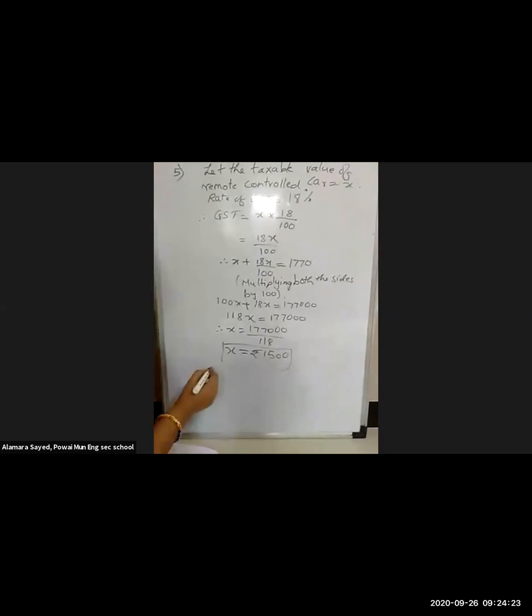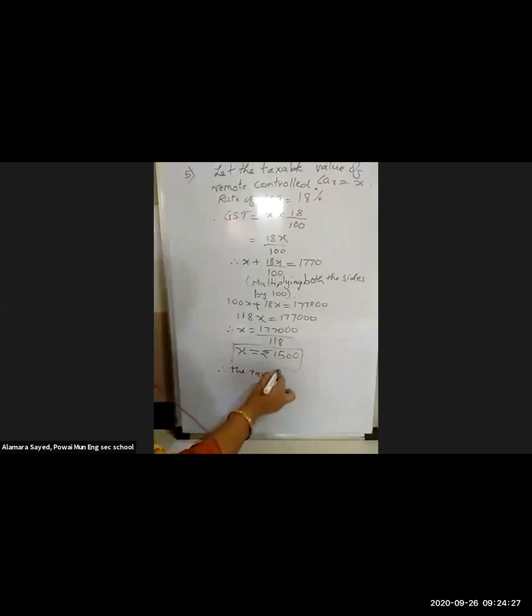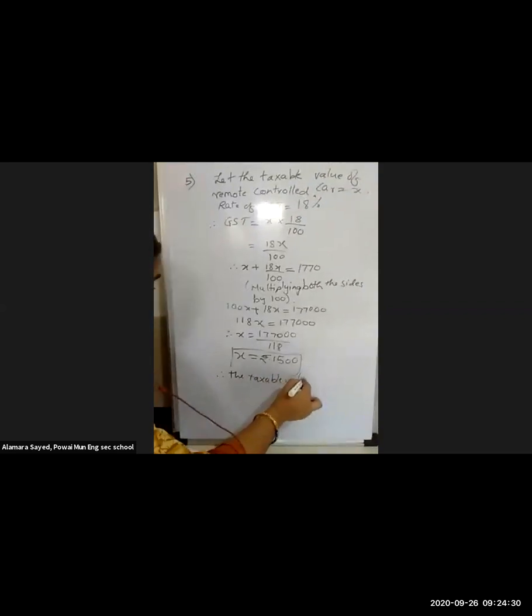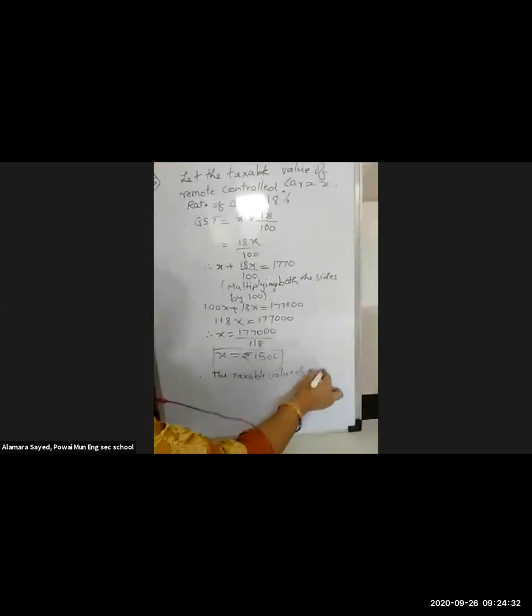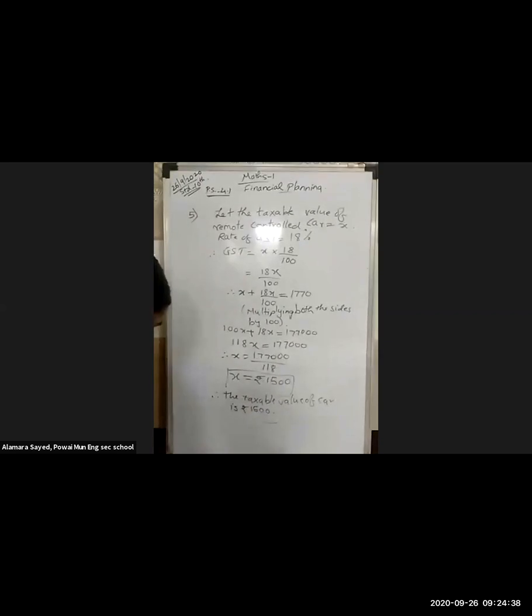Now we have to find the taxable value of the car. That is X, which we have found, rupees 1500. Therefore, the taxable value of the car is rupees 1500. Now on this 1500 we have to find GST.